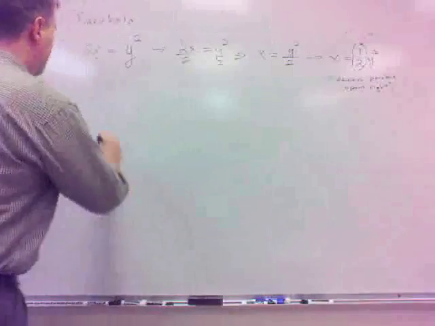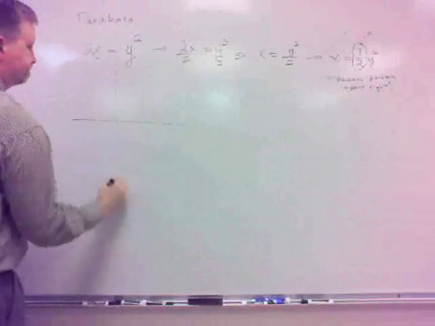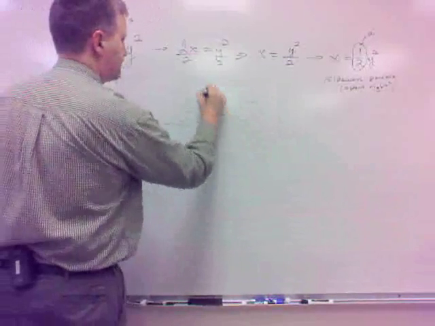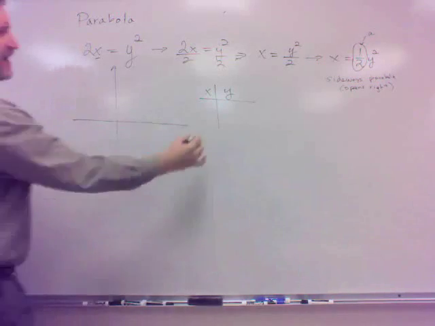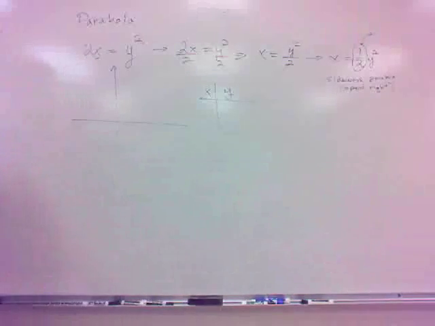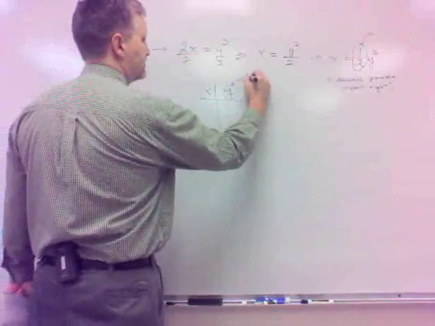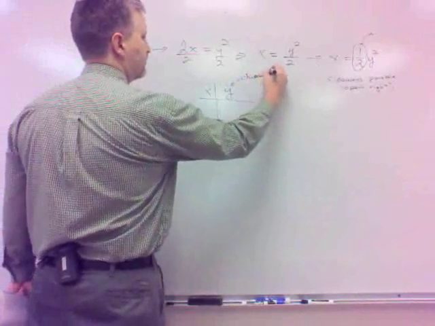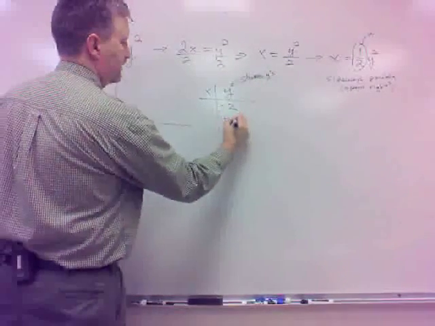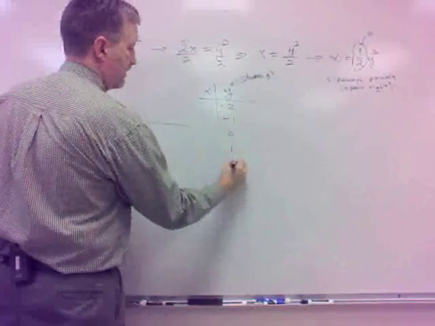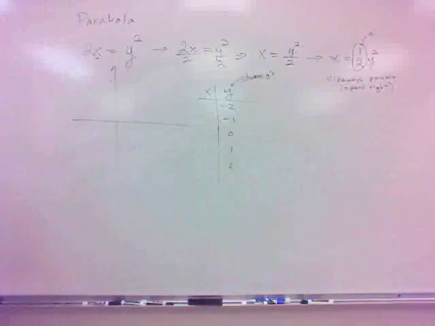Okay. As far as graphing goes, do it the same way. Do a little table here. However, because the y is squared and not the x, let's pick out y values instead of x values. So let's do y is -2, -1, 0, 1, and 2. Because the y is squared, not the x, it'll be a whole lot easier computing.